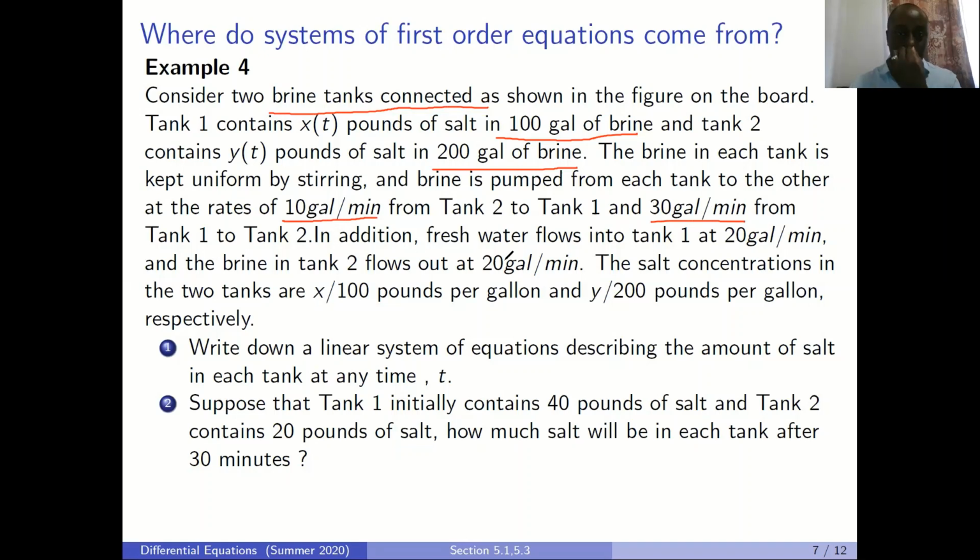Right? And then we also have fresh water flowing into tank 1 at a given rate, 20 gallons per minute, and we have brine flowing out of tank 2 at a rate of 20 gallons per minute. Okay. And then so our interest is to write down a system of equations that can allow us to monitor the amount of salt in each tank over time. Okay, so that's exactly what we're going to do.